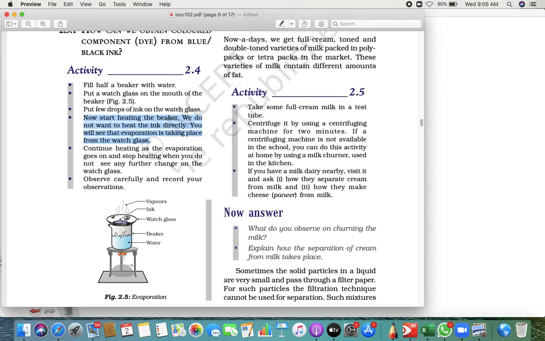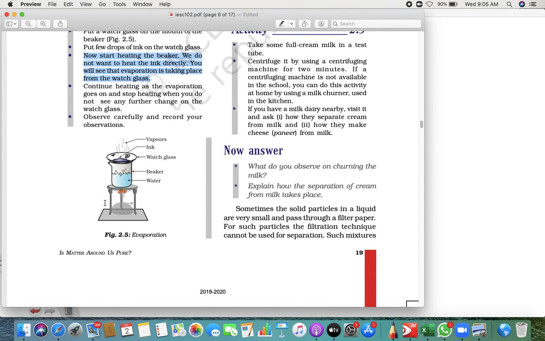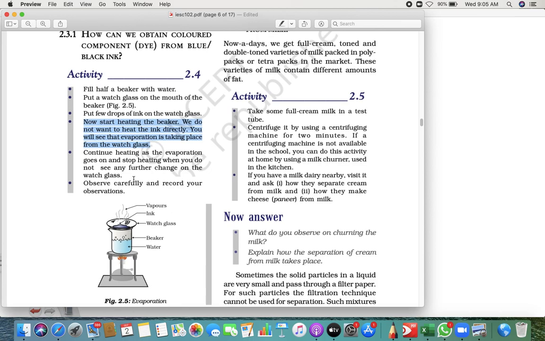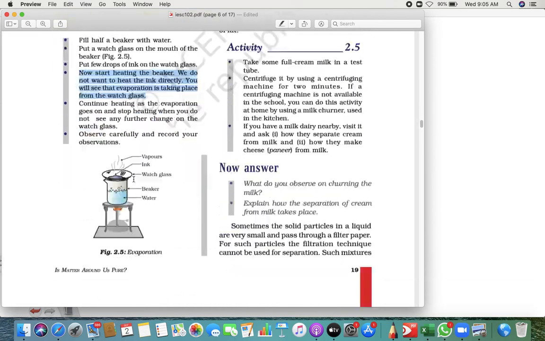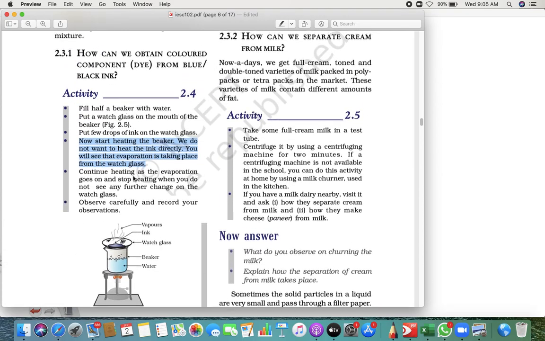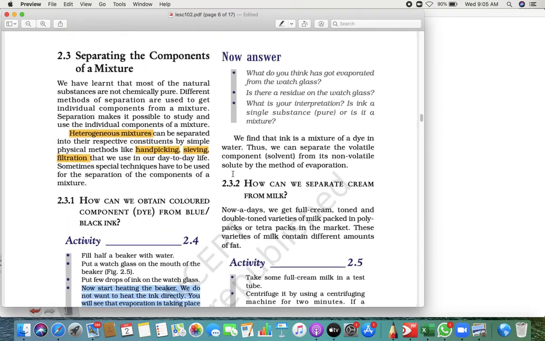So what is left? Only dye. Okay, so that is how a dye is separated from blue or black ink using the technique called evaporation. Now this is a very simple technique we use many times. But the next technique we are going to learn, this method is called evaporation.